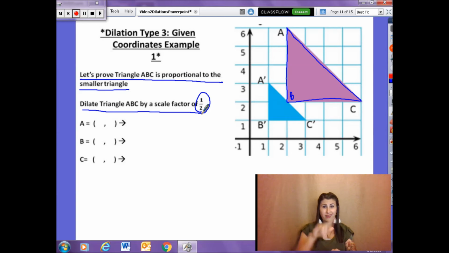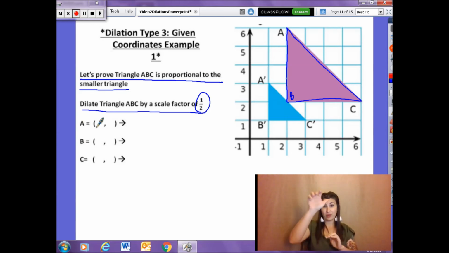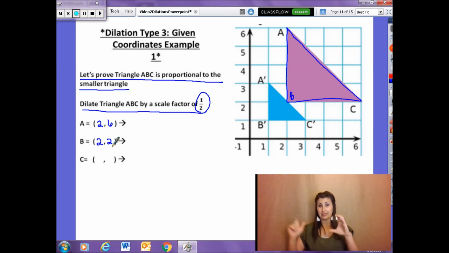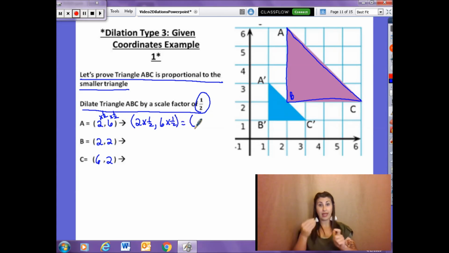But before we do that, we should write down the coordinates of the original image. So for A, it's 2, 6. For B, it's 2, 2. For C, it's 6, 2. So you can show your work by multiplying by 1/2 like this, or like this. 2 times 1/2 for the x coordinate, and then 6 times 1/2 for the y coordinate, and that would equal 2 times 1/2 is 1, 6 times 1/2 is 3, which equals A prime. Let's check. 1, 3. That works out.